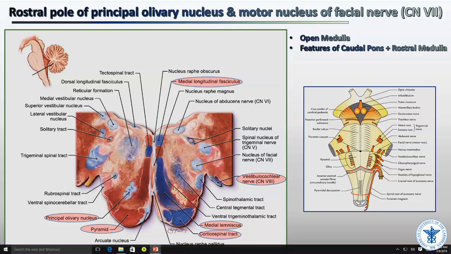When we come laterally, you can see some of the cranial nerve nuclei here. So you have the vestibulocochlear nerve going out this way, laterally. And you have the spinal nucleus of the trigeminal nerve there, and the facial nerve. So all the cranial nerve nuclei are mostly in this place, located more dorsolaterally. Yes. And so we'll look at some of the other sections.